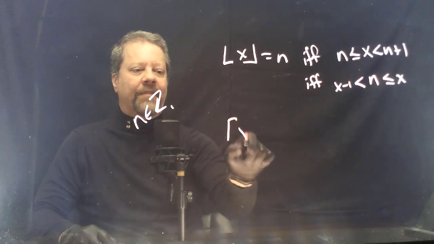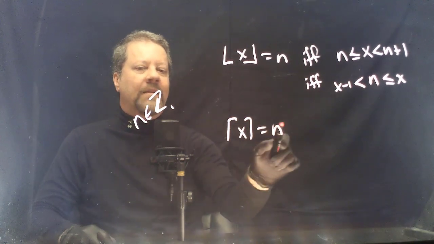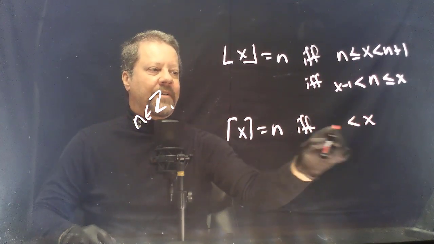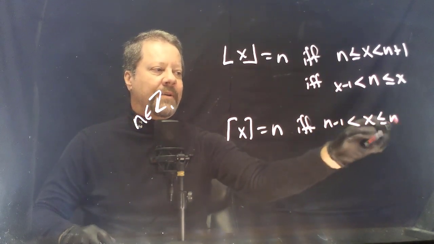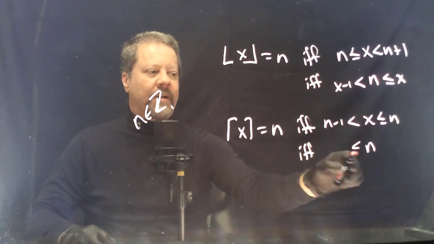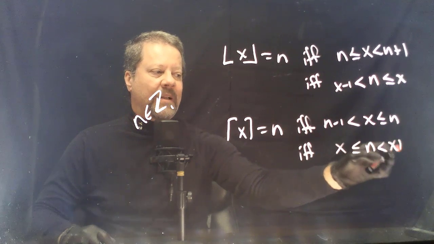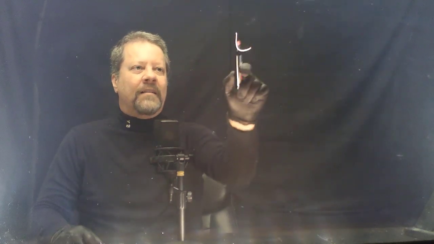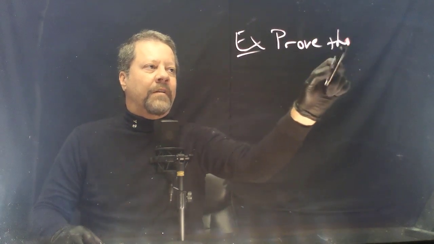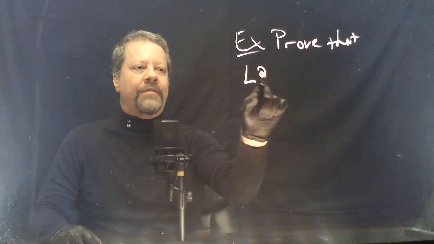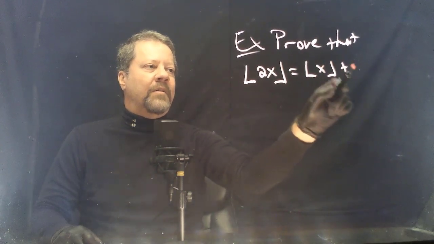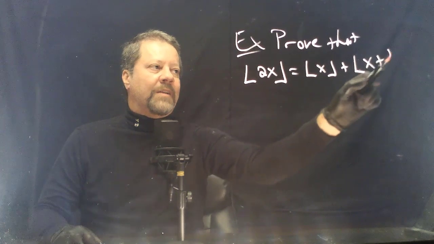What about the ceiling function? What if it outputs some integer n? That's only if x is greater than n minus 1 and less than or equal to n. N is greater than or equal to x, and that's less than x plus 1. Next, I want to prove that the floor function of 2x equals the floor function of x plus the floor function of x plus 1/2.